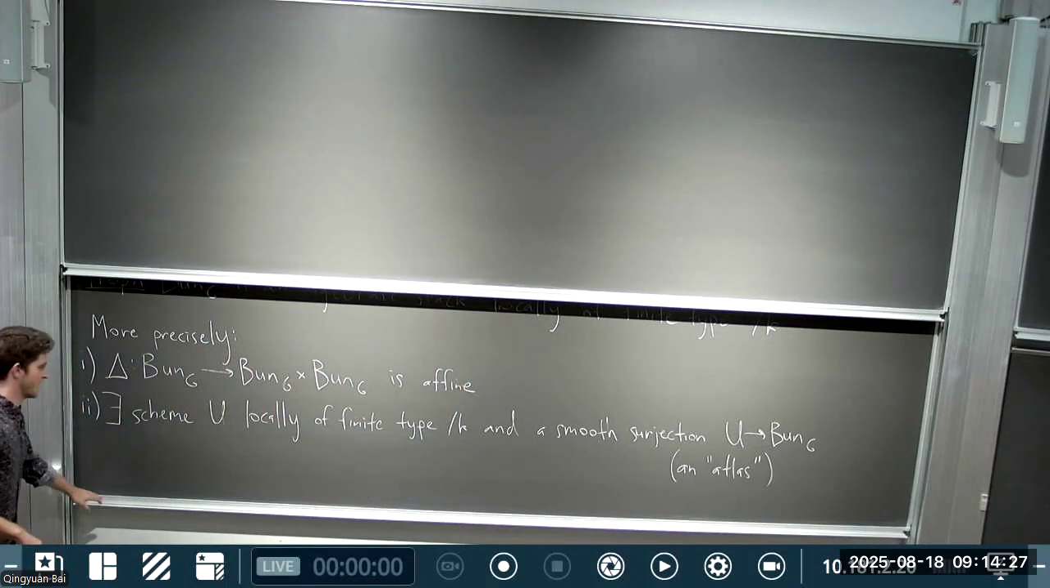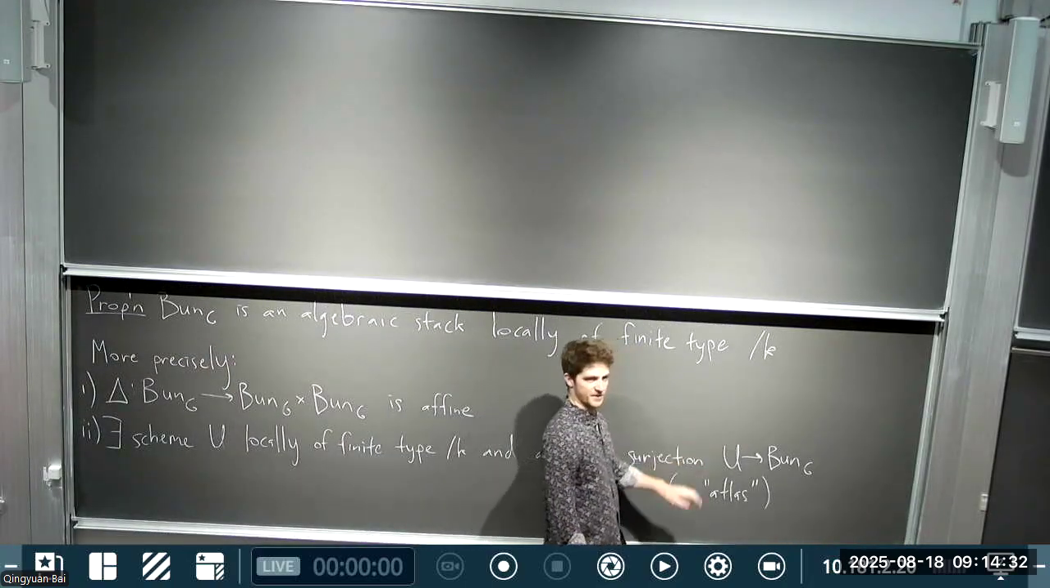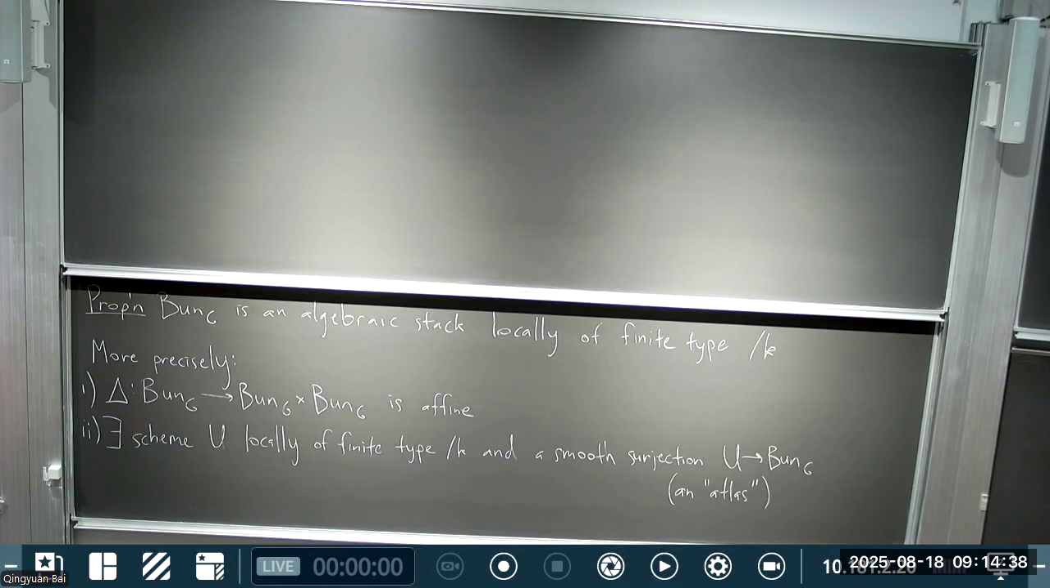Now, maybe unlike differential geometry, we rarely, if ever, actually work with such an atlas. It's useful to know that it exists, but there are other things which cover Bun G that will be more useful, that we'll see shortly. But it's good to know that an atlas exists abstractly.